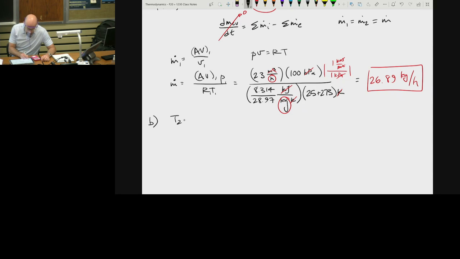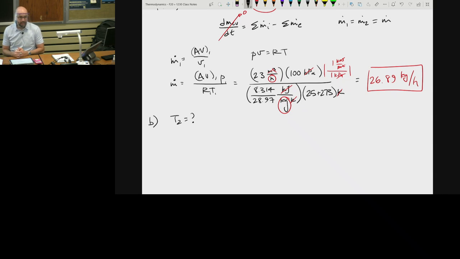B, we want to find out what temperature 2 is. And you have to understand that sometimes to find a temperature, we have to use an equation. You can't just start looking in your equations for temperatures. You have to say, okay, I have to find this some way, and you might have to use an equation that doesn't have temperature in it that will eventually give you temperature.